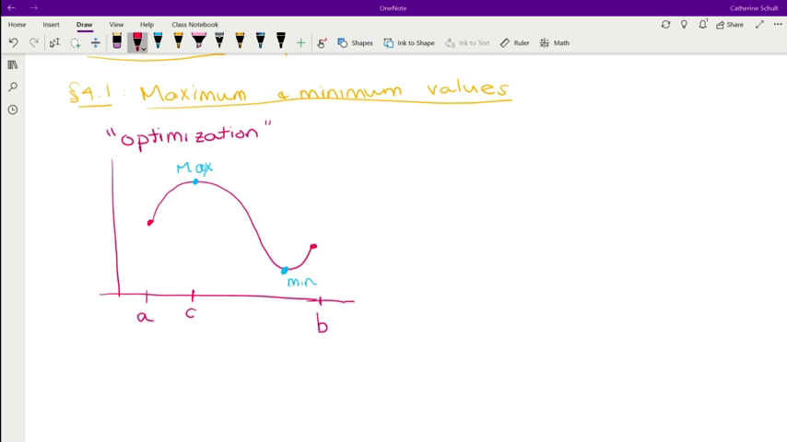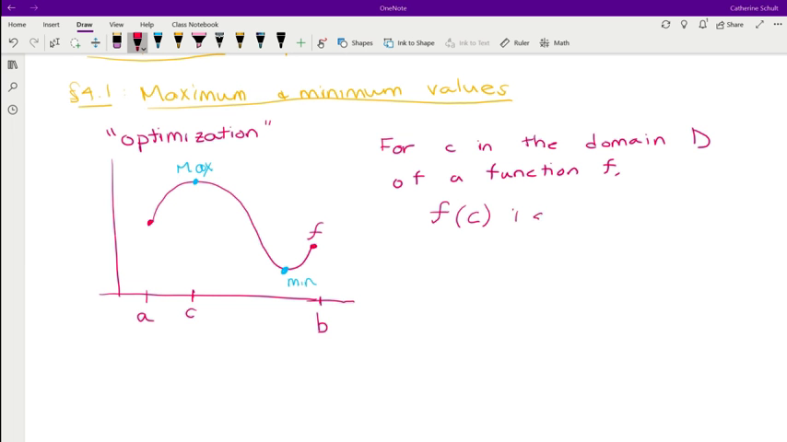So here's what we would say. We could say something like, for C in the domain D of a function f, let's call this function f, all right, then f of C is called one of two things. Let's introduce the maximum definition first. So f of C is called the absolute maximum.